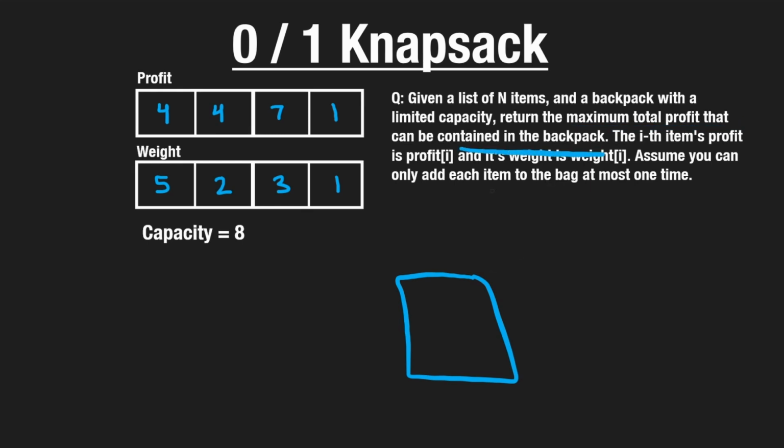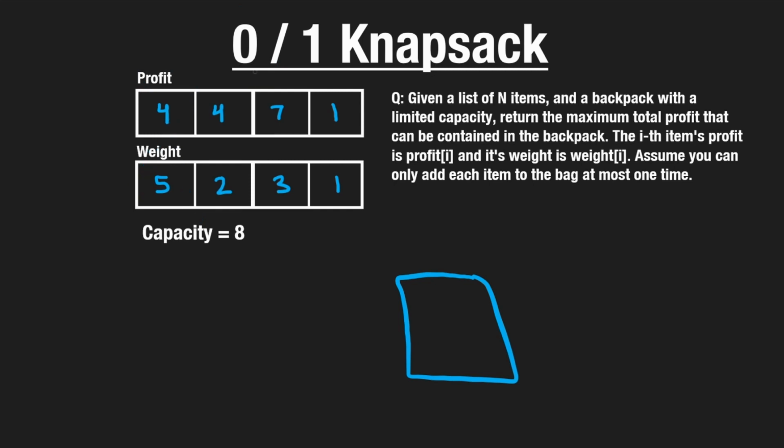Another variation might be we want to reach the exact capacity. We want to determine, can we reach this capacity or not given these items? But in this case, we just want to maximize the profit while staying within this capacity. The reason this is called the 0-1 knapsack though is that for every single item, we can either choose to include it, aka we can choose to include one occurrence of that item, or we can choose to not include that item, meaning we include 0 copies of that item.